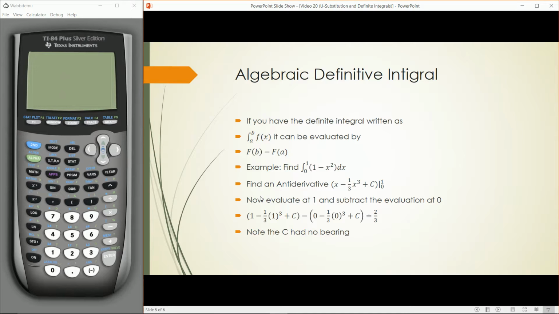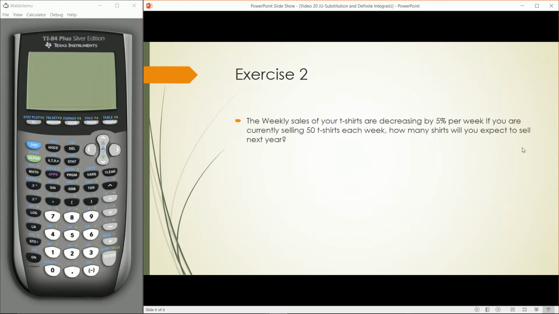Now note something. You have plus c minus c. The c's are going to cancel out, so when you're dealing with a definite integral, you don't need to include the plus c, because this is going to disappear regardless. It doesn't matter how much you have at the starting point, because you're only looking at the difference between the starting point and the ending point. You don't care about where you were beforehand. All right?